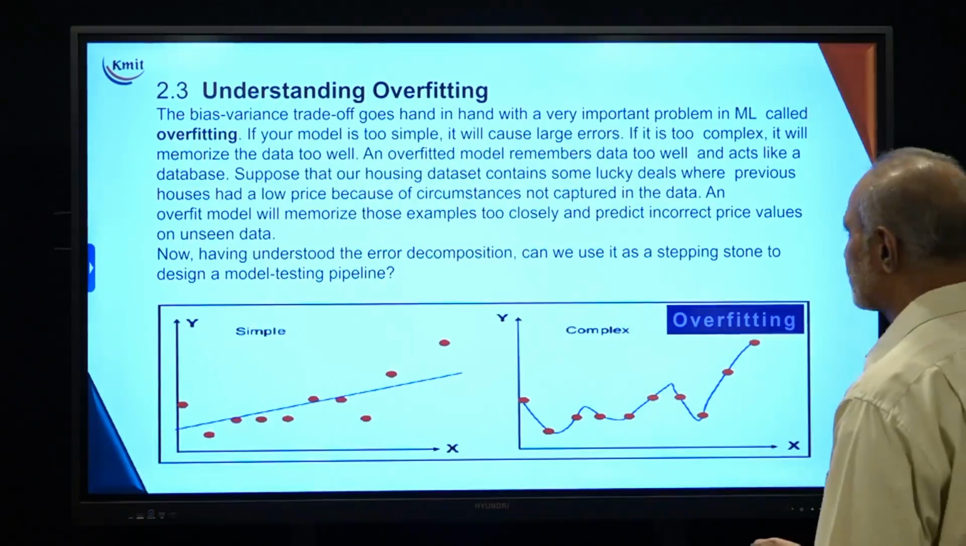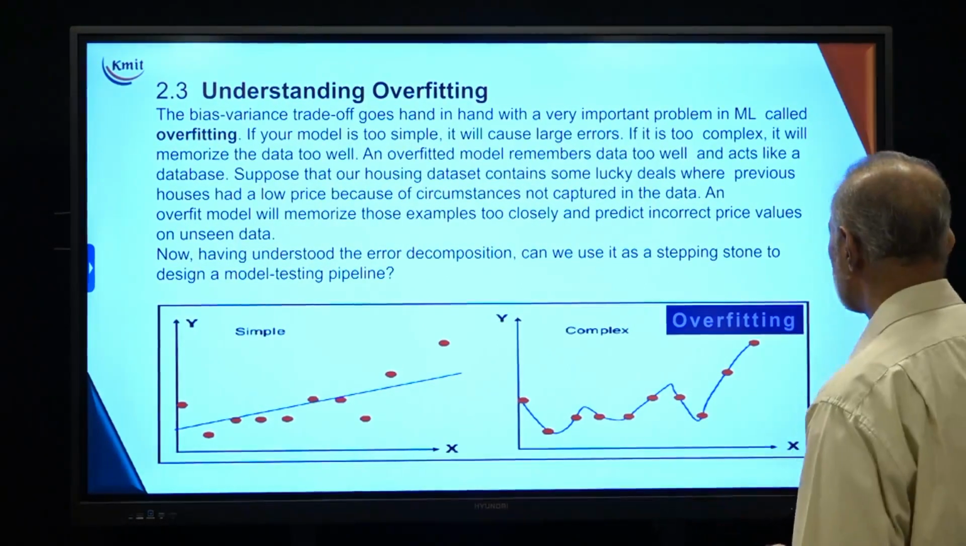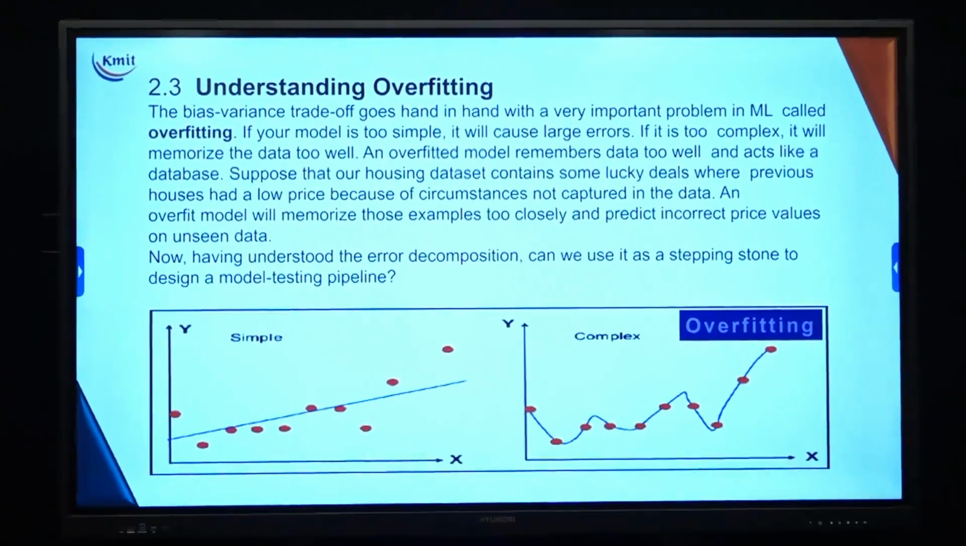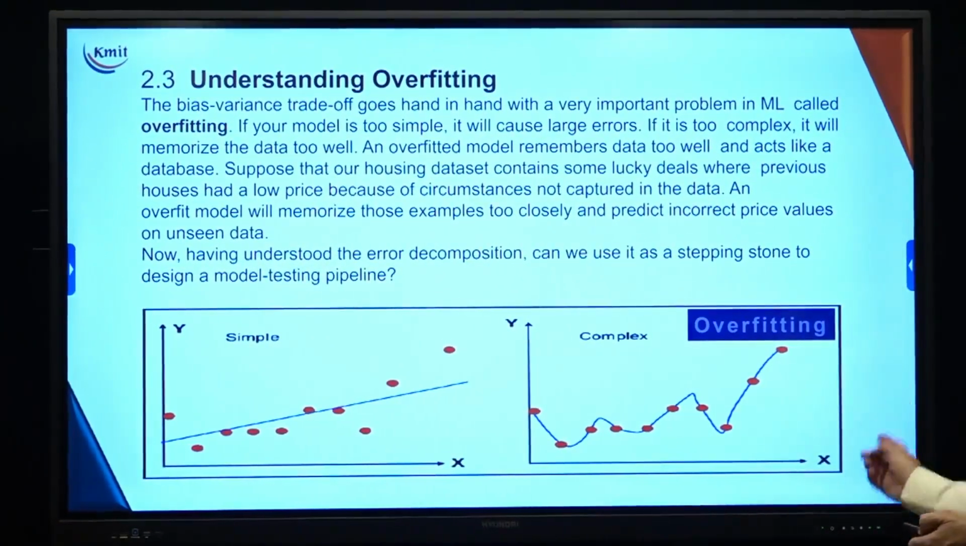The bias-variance trade-off goes hand in hand with a very common problem in machine learning called overfitting. If you look at the two diagrams I have shown here, on the left-hand side you can see a straight line going through the points, with most of the points lying on both sides of the line. This is called a good fit. On the right-hand side I have shown another curve, in blue, connecting all the dots.